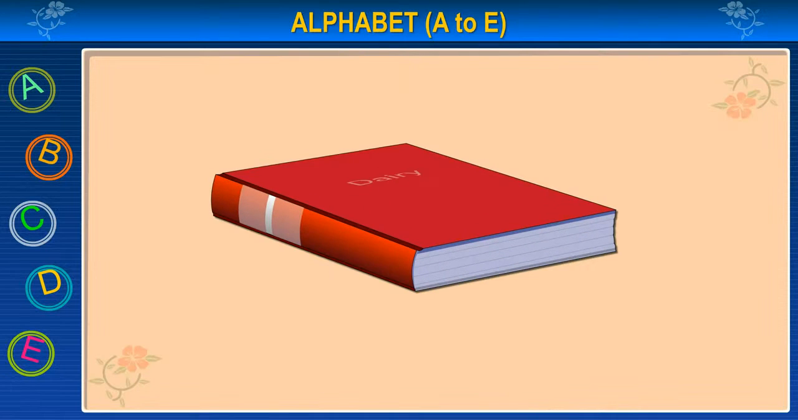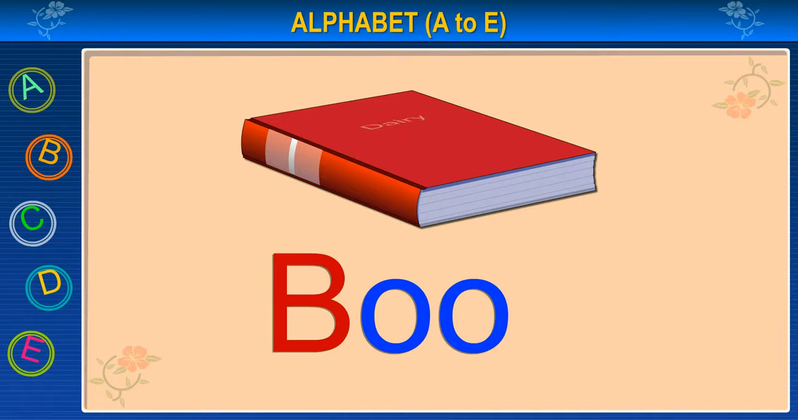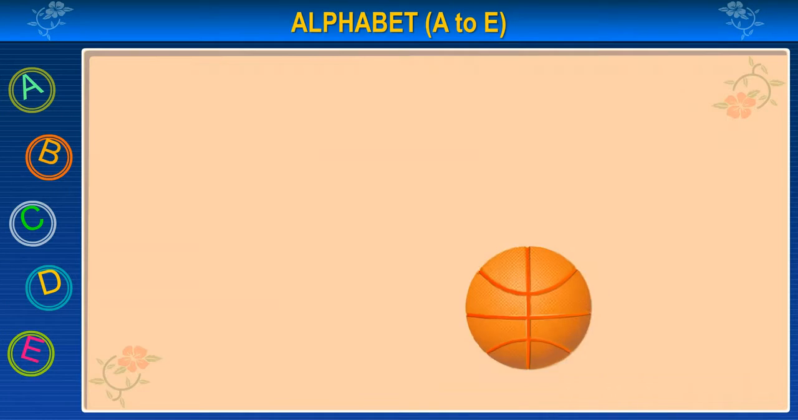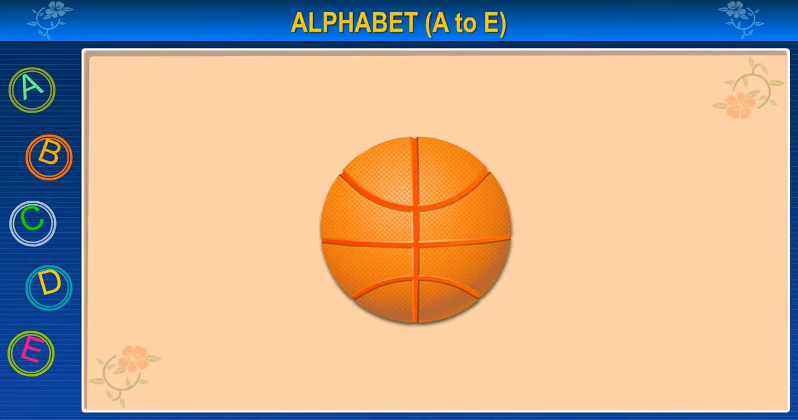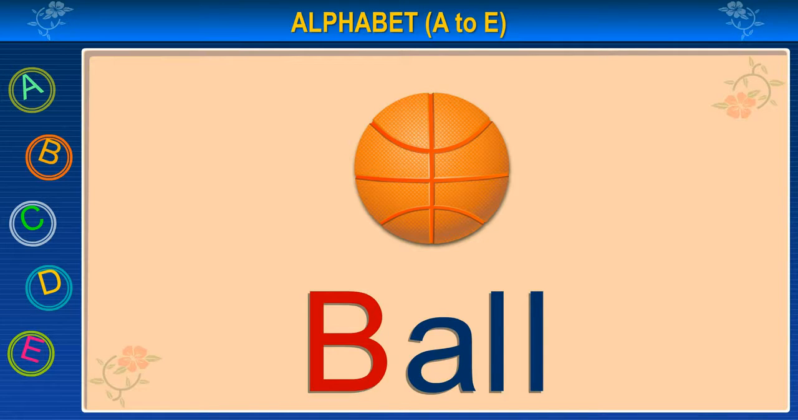B for book. B, O, O, K, book. B for ball. B, A, L, L, ball.